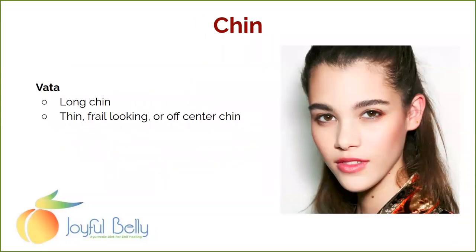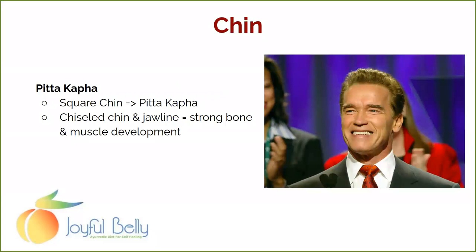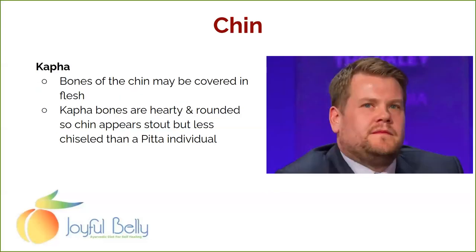Vata has a long chin, and the chin may be frail looking, or the chin may even look off center. That's not pictured in this photo. This is a three-quarter profile, so that's why it looks off center. Pitta people tend to have a short and narrow chin as well, especially Pitta Vata. And again, we noticed this with Arnold Schwarzenegger before. The chiseled, wider, square chin is Pitta Kapha. Rounded chin is Kapha.